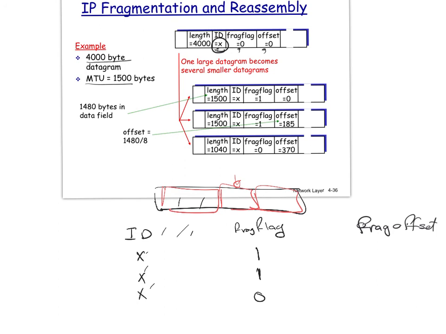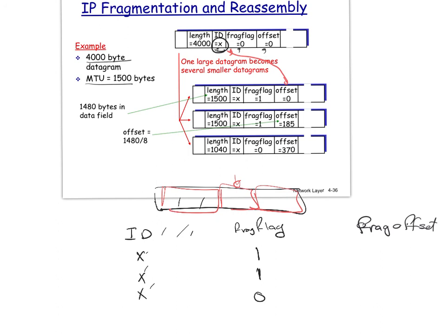So here, the fragment offset. Fragment offset is the most important thing because it tells me where I should fit this fragment in the packet. Is it the beginning one? Is it the middle one? Is it the last one? So the fragment offset gives you a pointer to where this fragment is in the original packet.